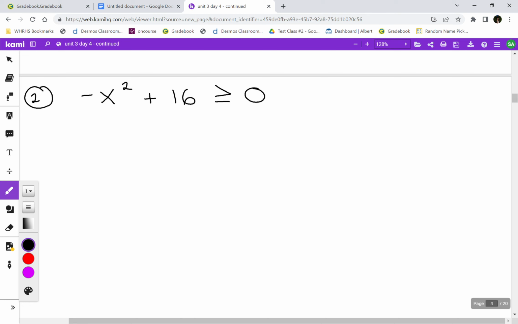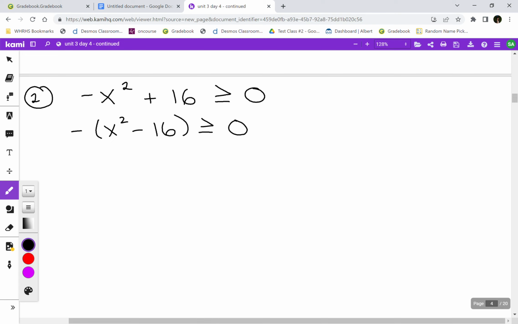So now I have a quadratic inequality, but can I factor this the way it looks right now? No, what must I do? Good. Pull out a GCF of -1, and then we'll have x squared minus 16 is greater than or equal to 0. I'm going to keep that negative there so I can show you what you would do with a negative GCF.